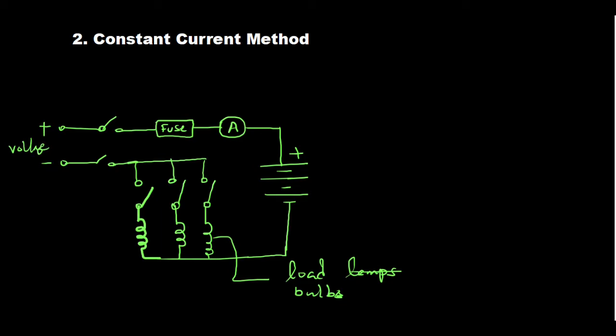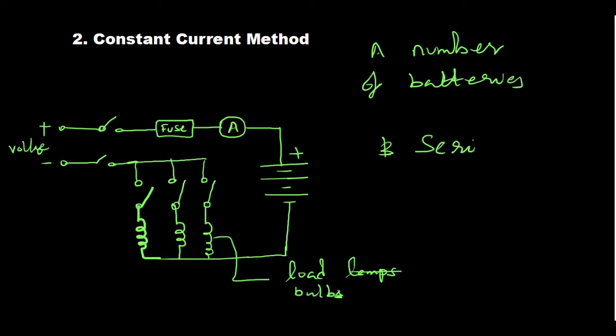Now this is the constant current method. Here, if you have a number of batteries that you want to connect, what do you do? You make them in series. We make a series connection of the batteries. So we can understand this is at a higher potential. This voltage is higher compared to the constant voltage charging method.